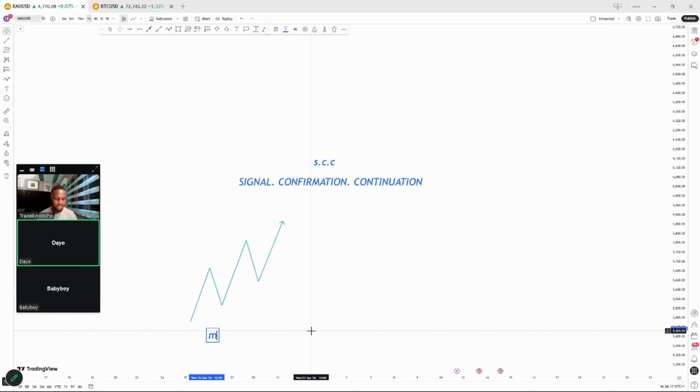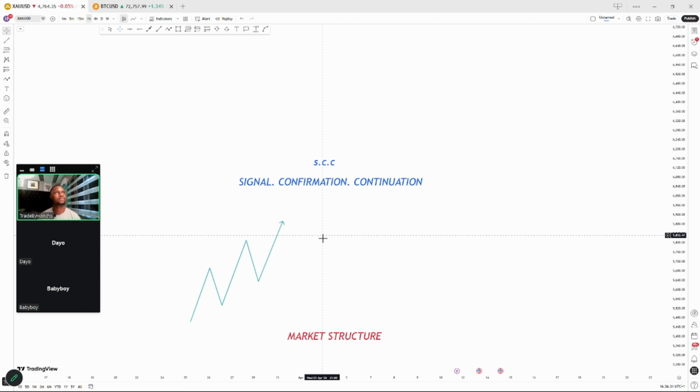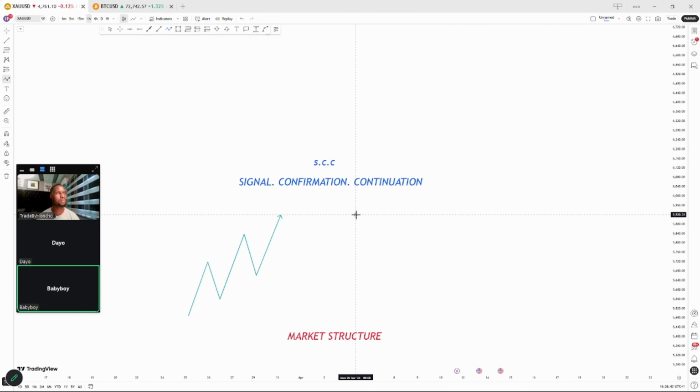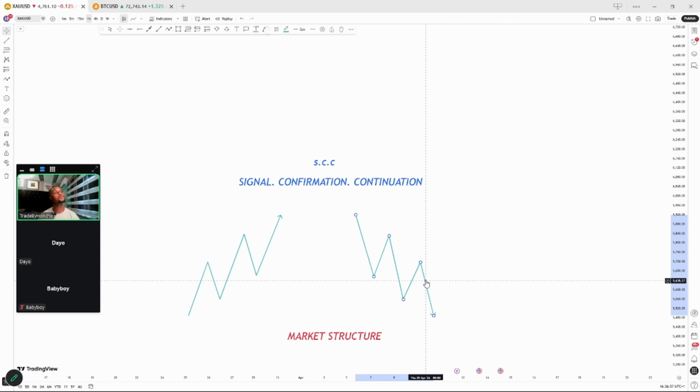So this is the market structure. Let us make this red. So this is the market structure. Now this is how the market moves. The market is going up like this, and this is how the market moves if the market is coming down like this. Yes, you can see. This is how the market moves. The market is coming down.